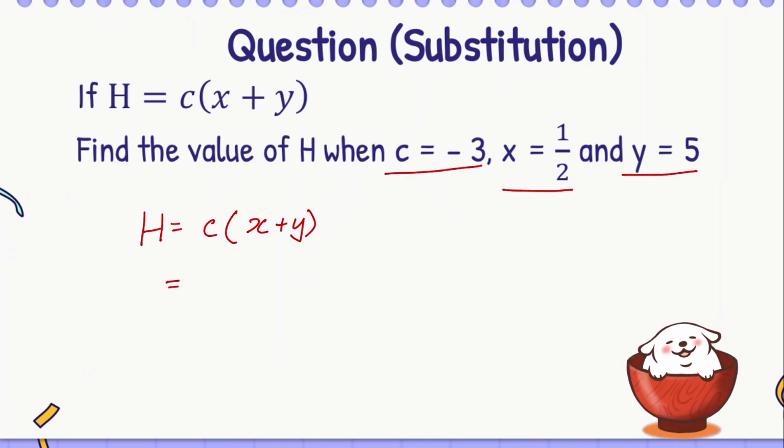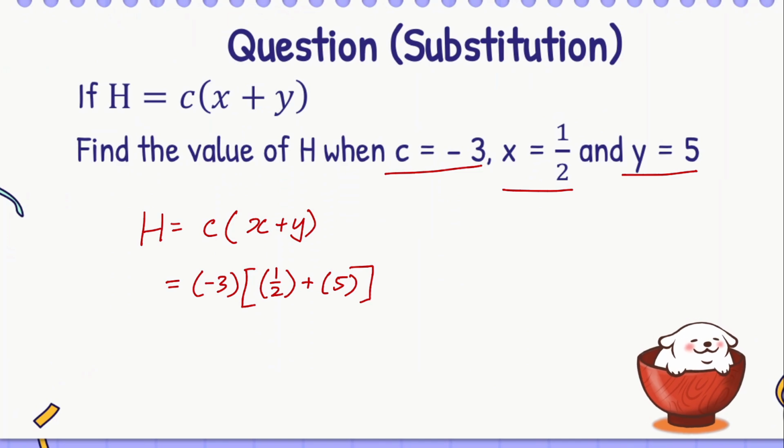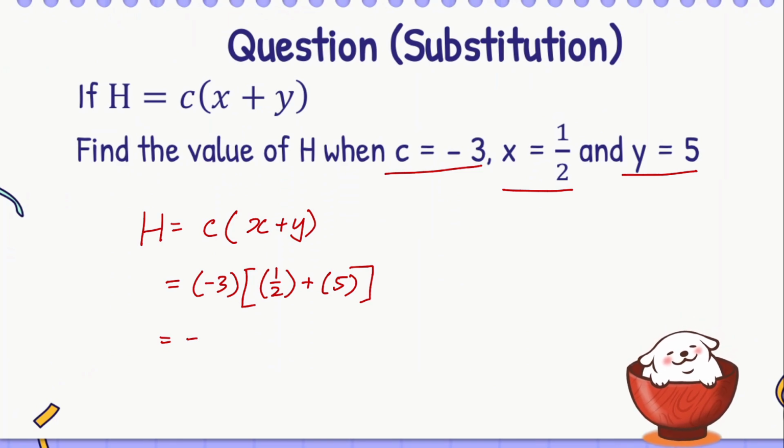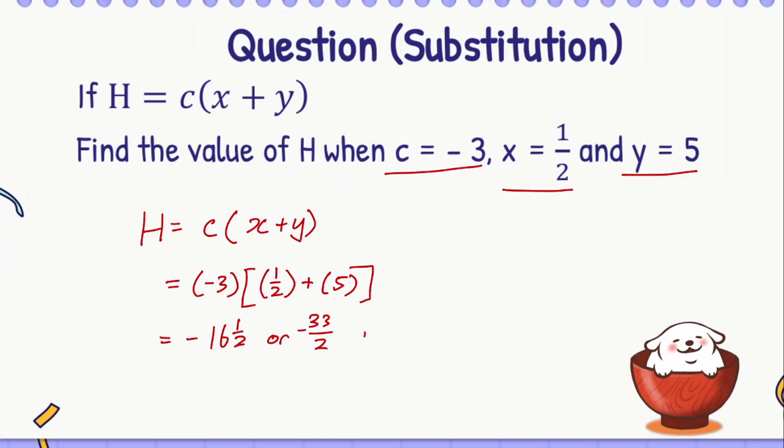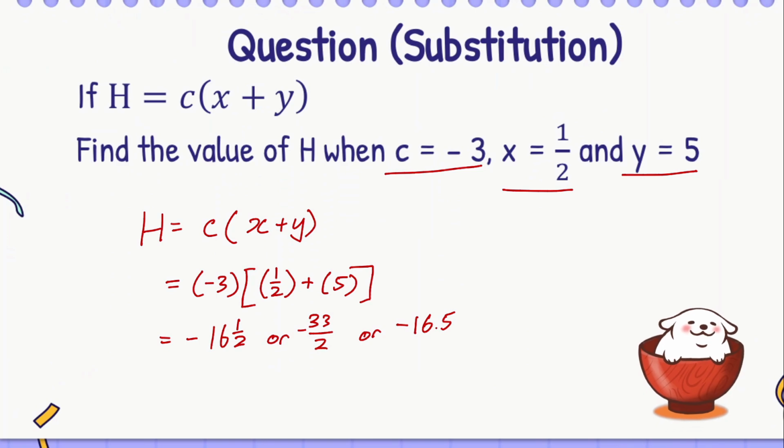We just sub in c equals -3. We have a big bracket over here. x equals half, and we add our last value of y, which is 5. Now by substituting this into the calculator, you should get the answer of -16.5, or we have -33 over 2. Either is fine, or if you want, you can also put it in decimal form, -16.5. Any one of these works.